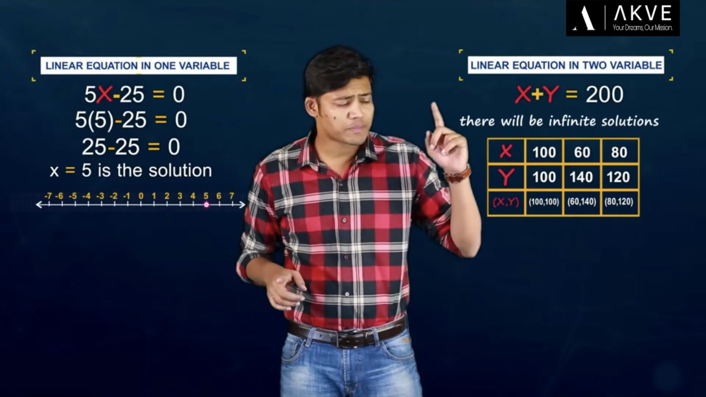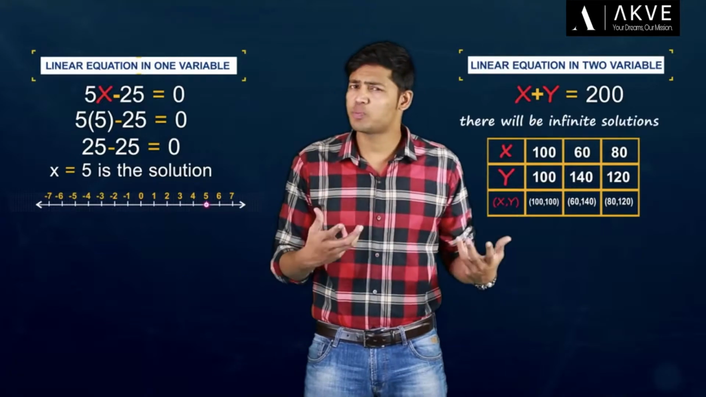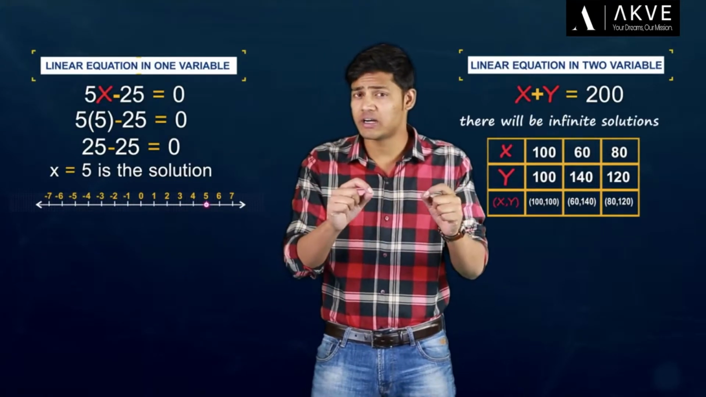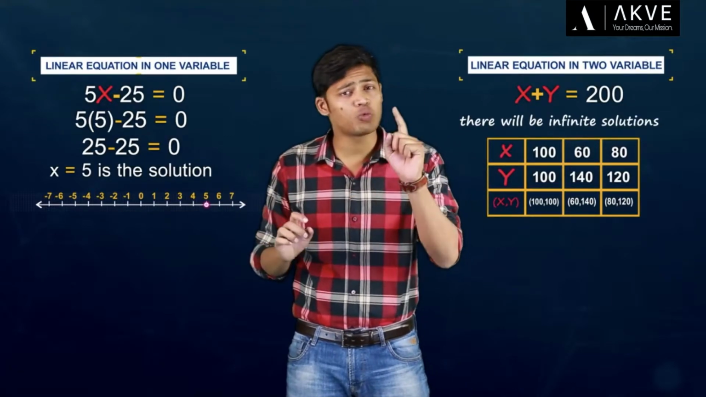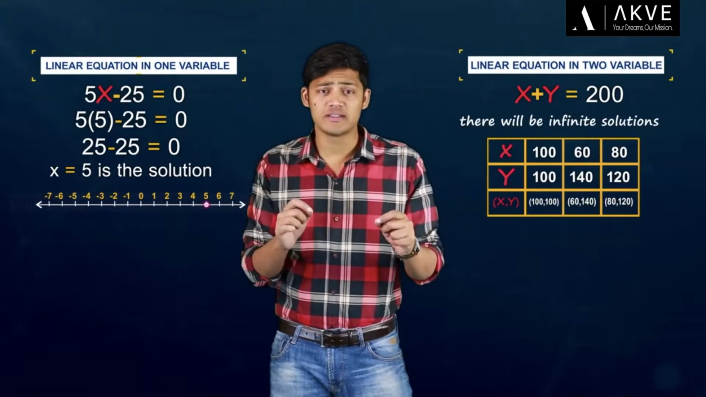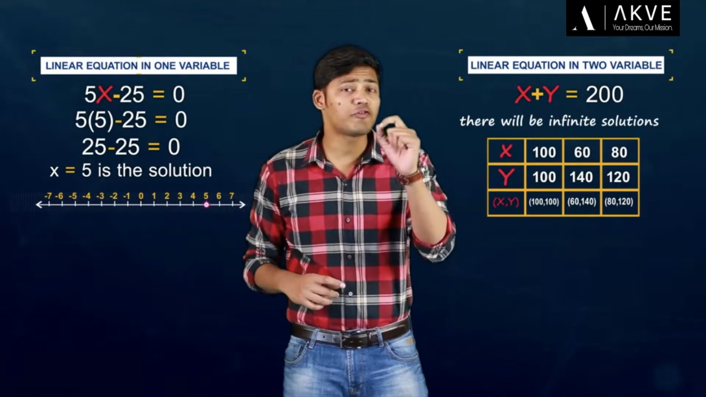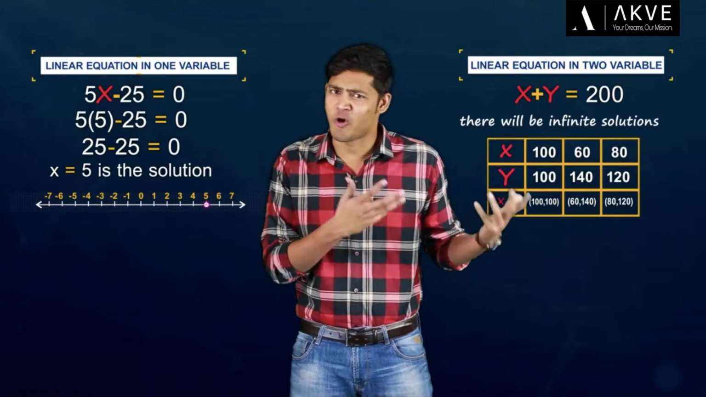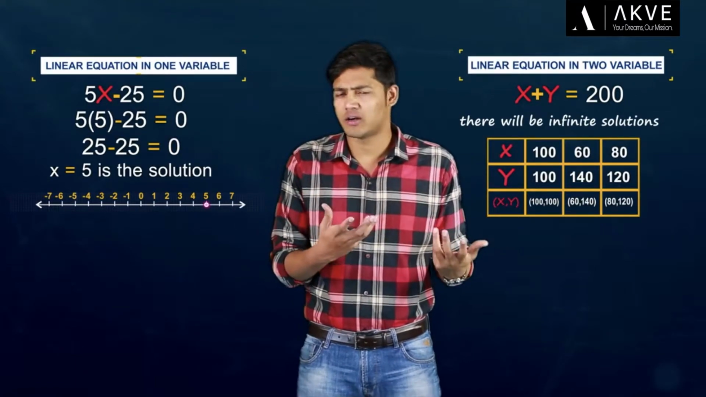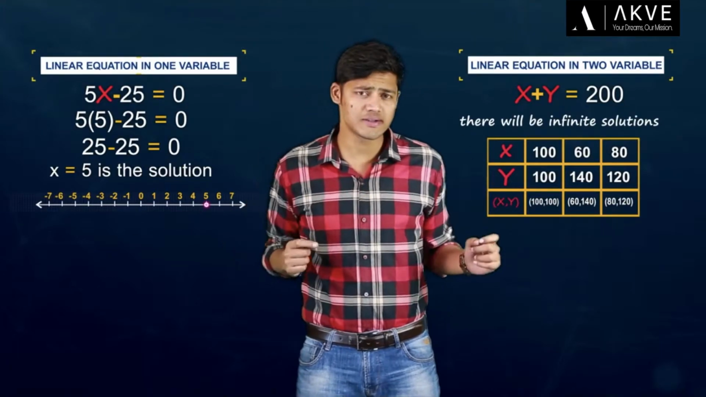Now, how can we represent these solutions? Is it possible to represent these solutions on the number line as we did for the linear equations in one variable? We cannot use the previous method since the solution here is in the form of ordered pairs and ordered pairs cannot be represented on a single number line. Then how do we represent these solutions?